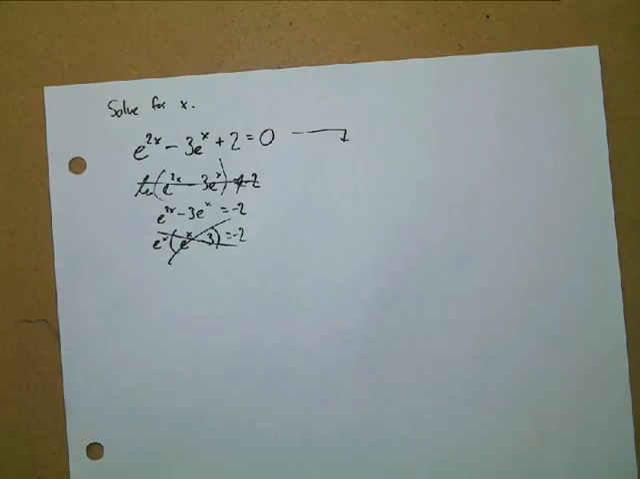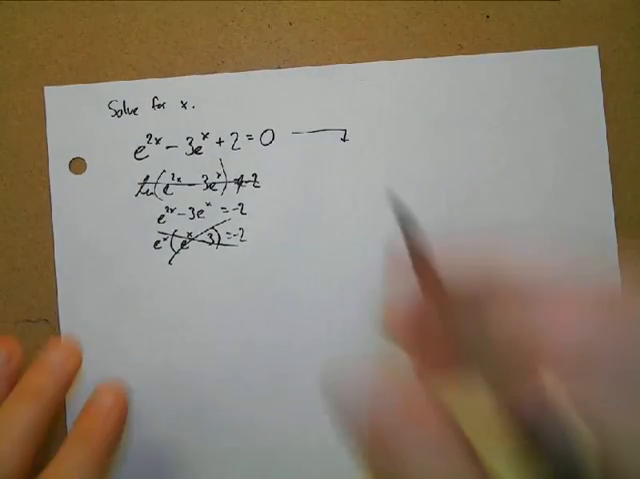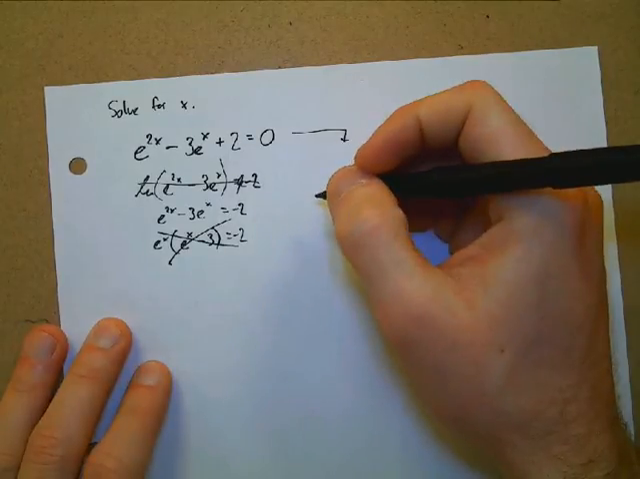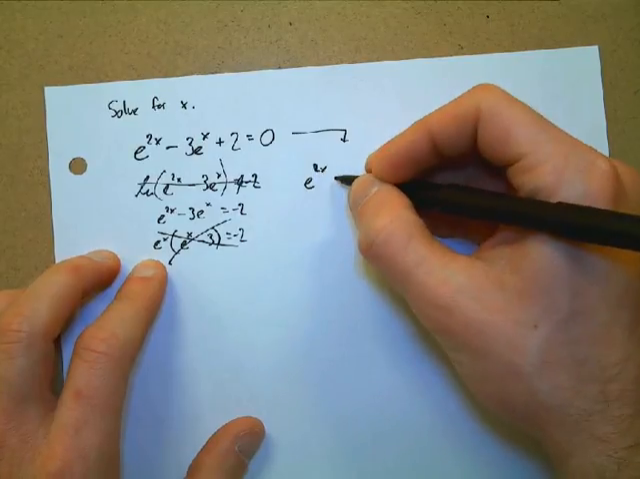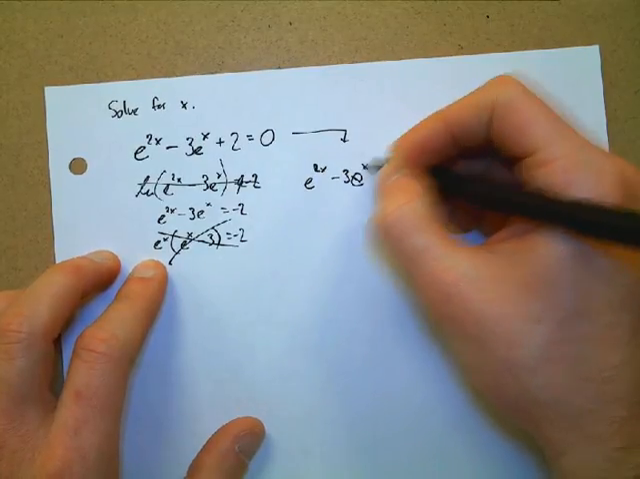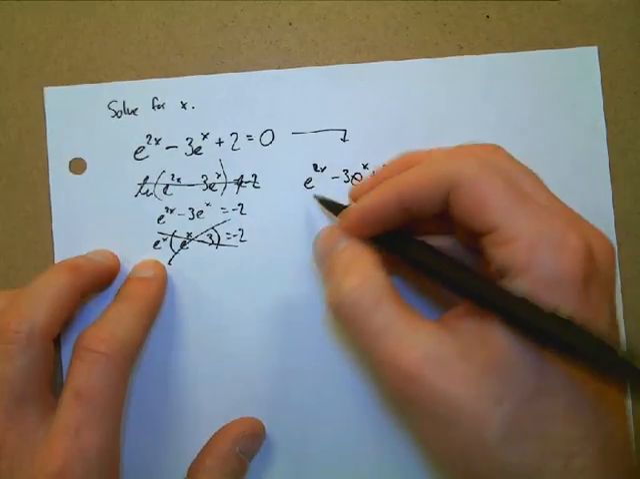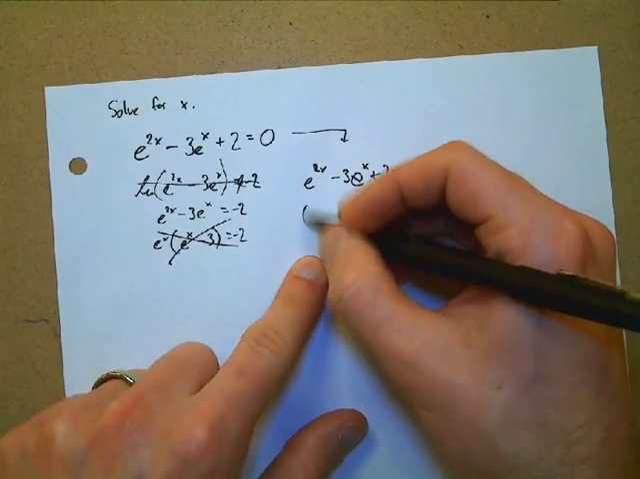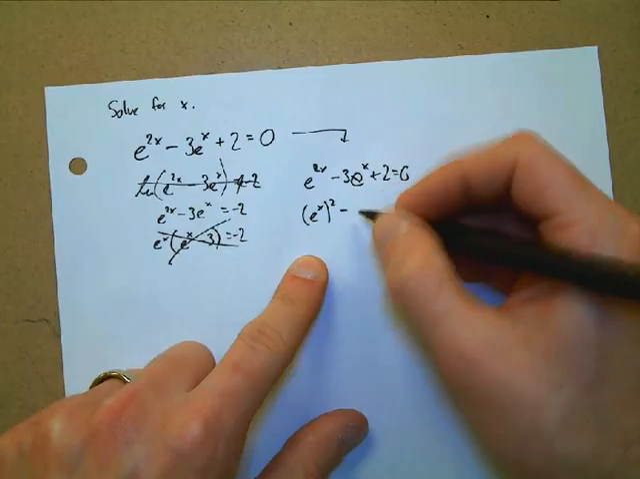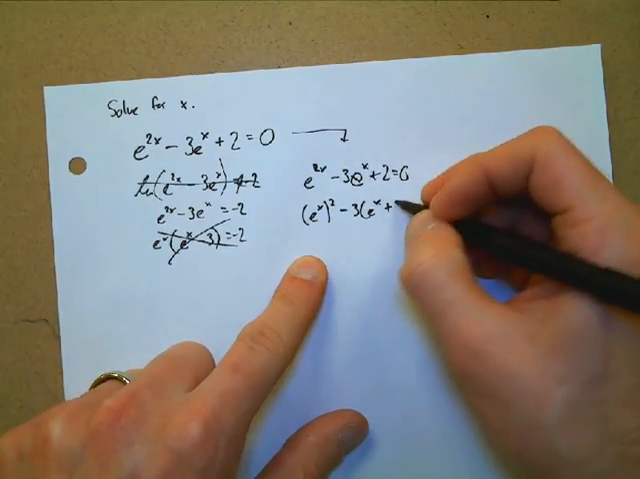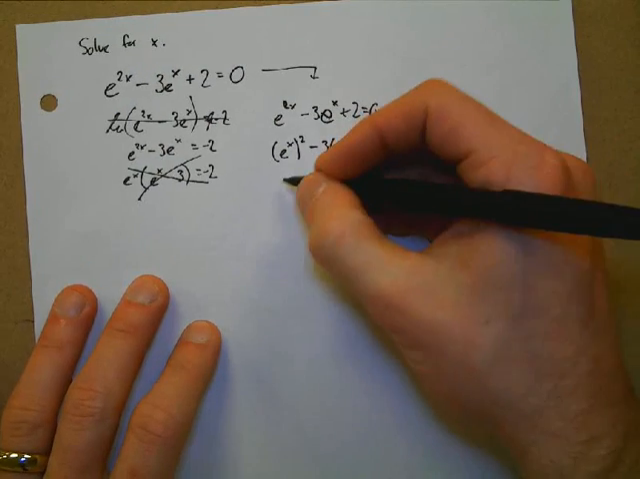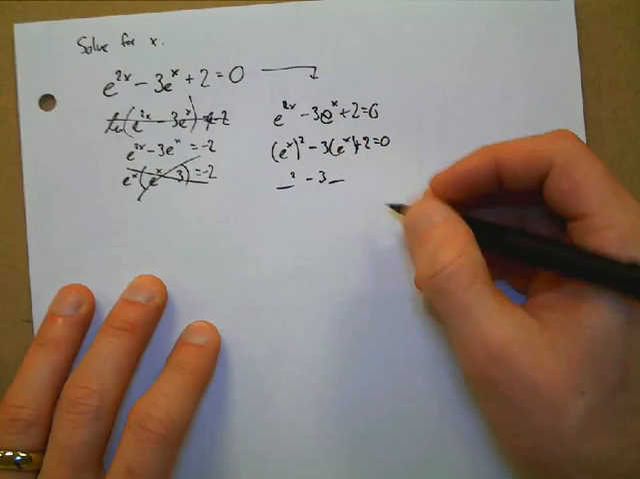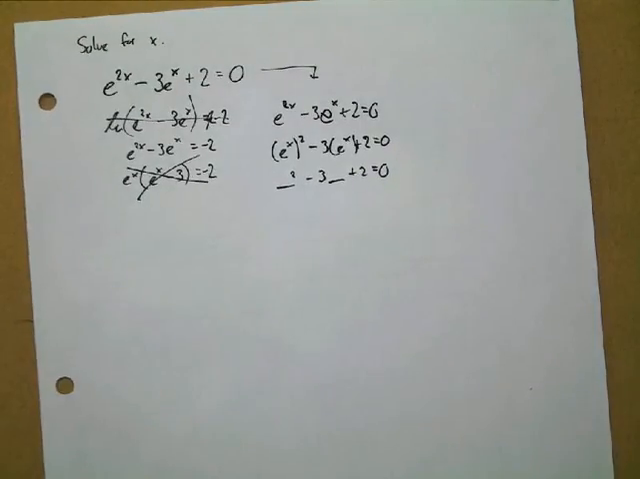Let me show you something here. We've got e to the 2x, which is really e to the x squared, minus 3 times e to the x plus 2 equals 0. Or in other words, we have something squared minus 3 times that same something plus 2 equals 0. And so this thing factors like a quadratic. We can take that something minus 2 and that same something minus 1. And the something here is, of course, e to the x. Okay, it factors like a quadratic would.